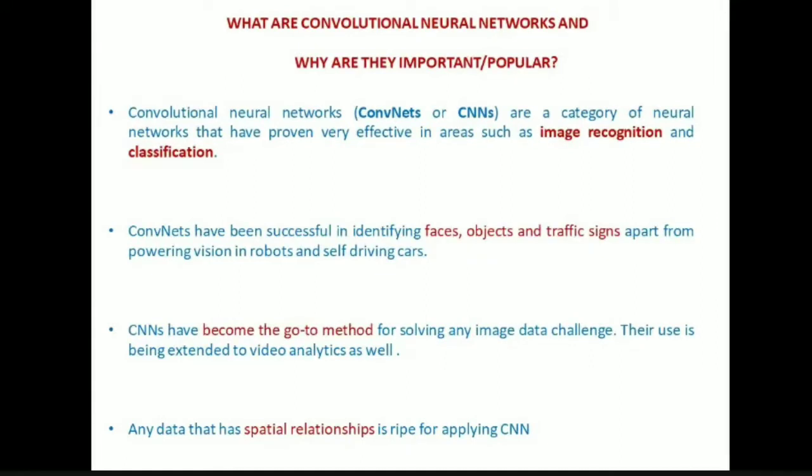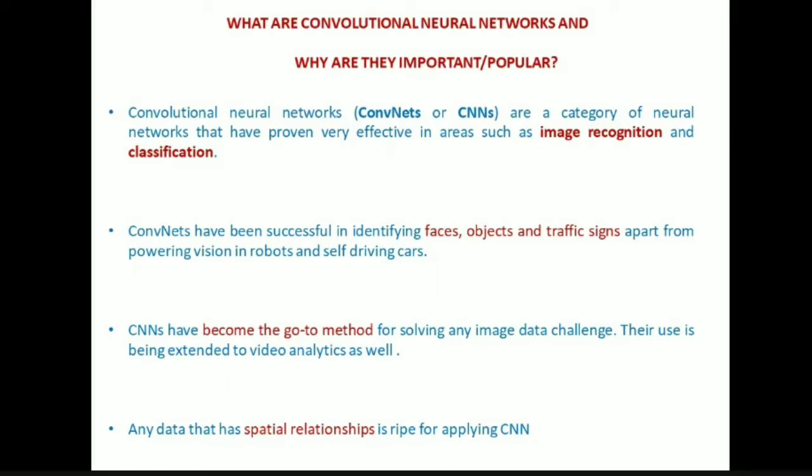When we are dealing with images, as we just discussed, the spatial relationship between the pixels in the image is very much needed. So when we are dealing with image related data, all the time we are going to prefer convolutional neural networks. Now what are these convolutional neural networks doing? They are successful in identifying faces and objects and different types of traffic signals. Apart from that, they provide vision to robots and self-driving cars.